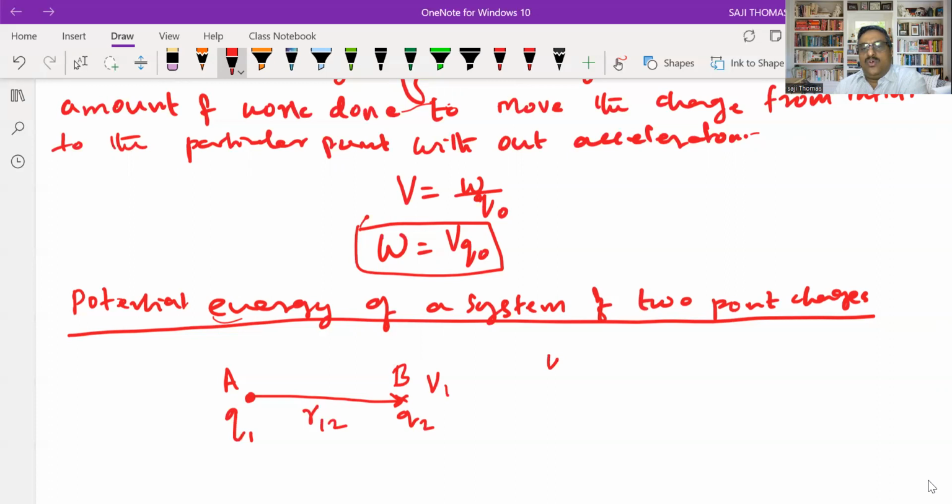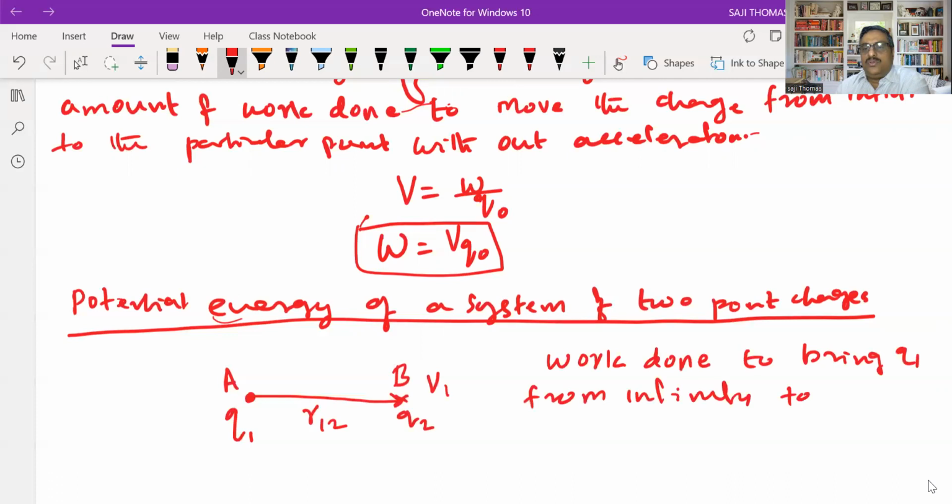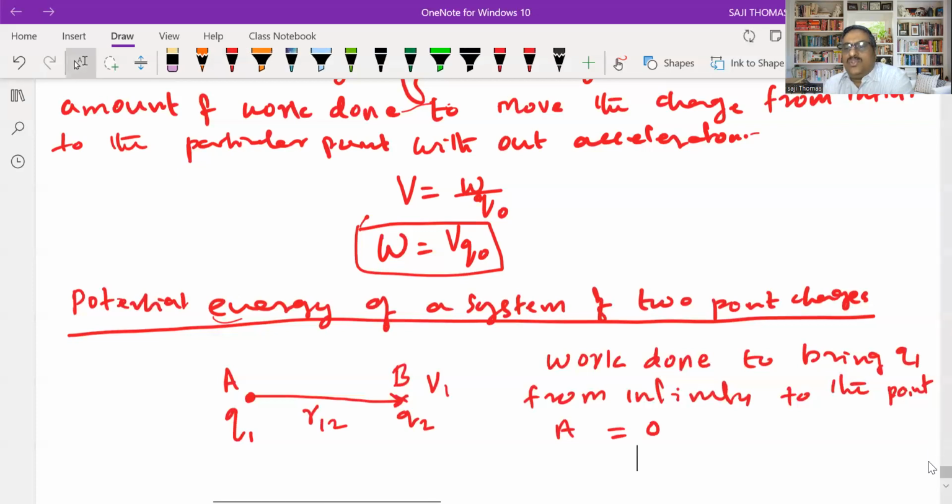So work done to bring Q1 from infinity to the point A is 0. Why is it 0? Initially, there were no charges. So 0 work must be done to bring Q1 from infinity to A.